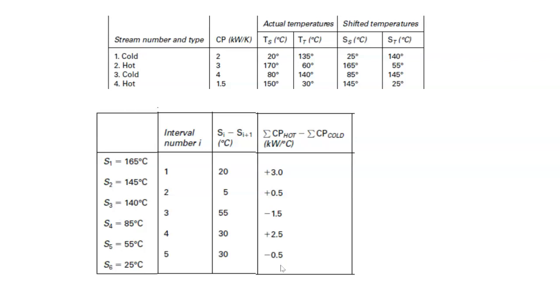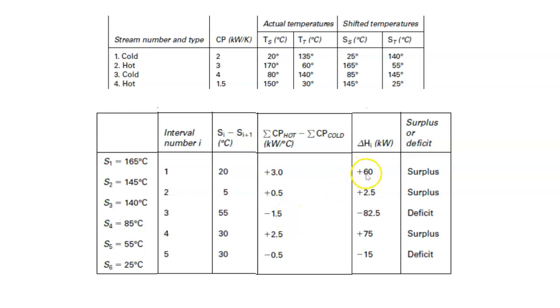Now the next step is to find out the delta H value. So delta H value is nothing but the product of the elements of these two columns. So 20 into 3, 5 into 0.5, 55 into 1.5, likewise. So this becomes my enthalpy associated with every interval. So 60 kilowatt is the enthalpy associated with interval 1. 2.5 kilowatt is associated with interval 2, minus 82.5 with interval number 3, plus 75 with interval 4, and minus 15 with interval 5.